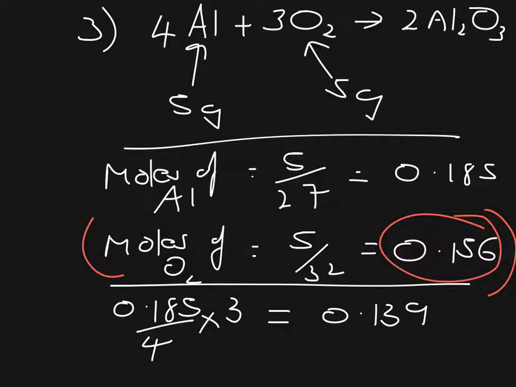So for this one, oxygen would be in excess, because to react with 0.185 moles of aluminium, I need 0.139 moles of oxygen, and I've actually got 0.156 moles of oxygen, which is more. So for this one, oxygen is in excess.